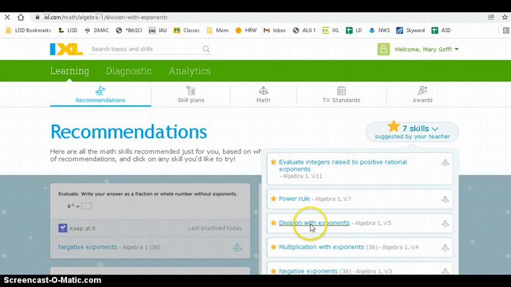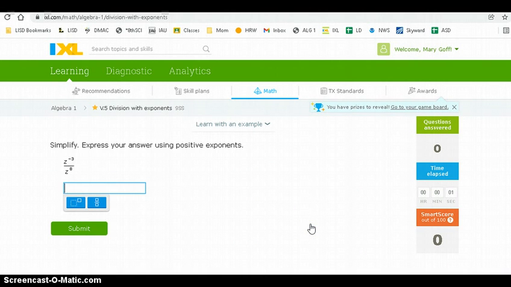Division with exponents, here we go. Okay, so if multiplying your exponents was basically taking the exponents and adding them together, dividing by exponents is going to be basically subtracting them. So a negative 3 on top and an 8 on bottom. That's going to be negative 3 minus this exponent.